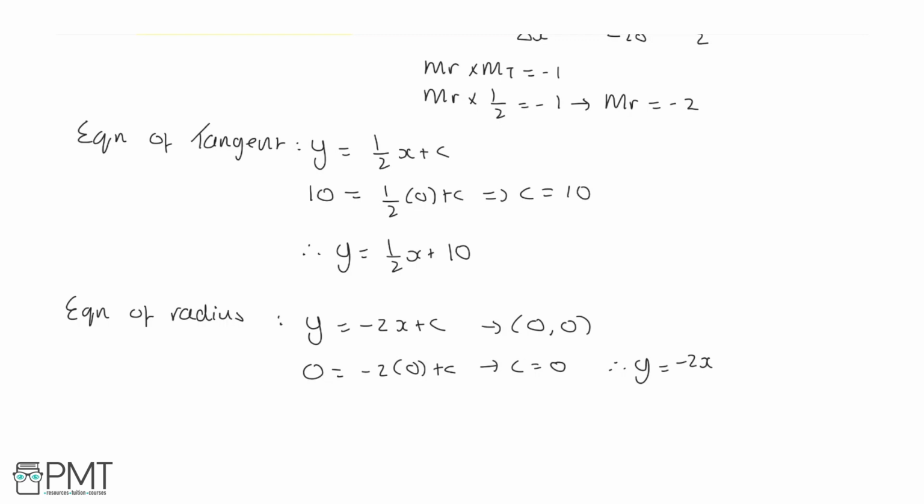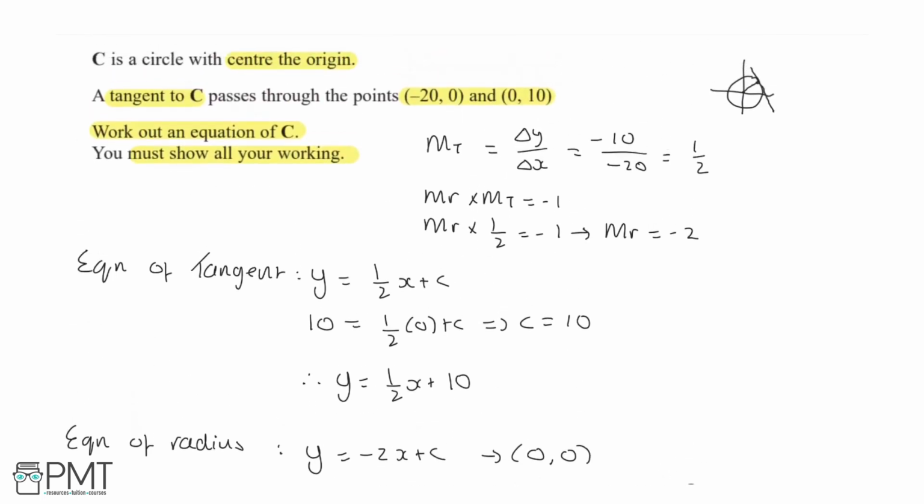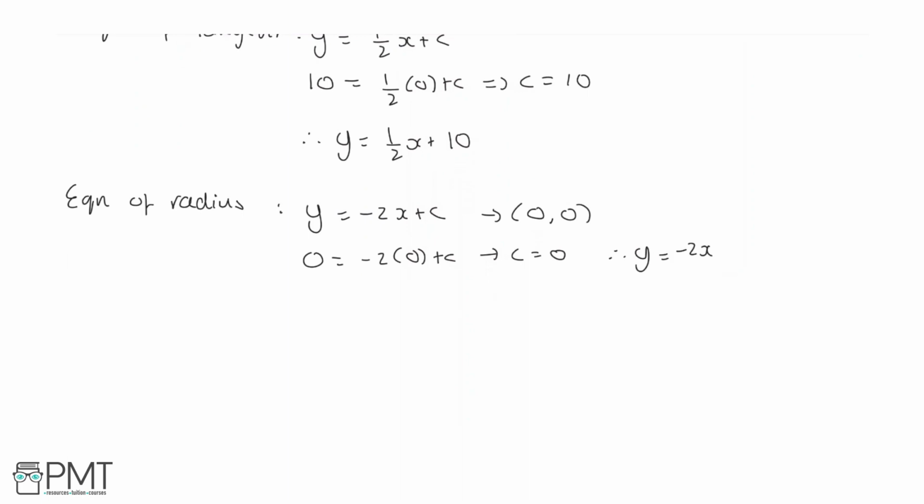Now we need to find the point of intersection between these two. Because once we've found the point of intersection, we can use it. If this is the point of intersection, we can work out the actual value of the radius using Pythagoras' theorem. So let's find these simultaneously. Point of intersection is going to be where -2x equals half x plus 10.